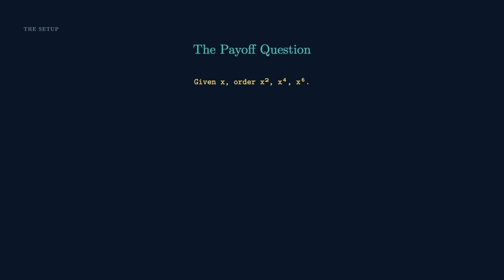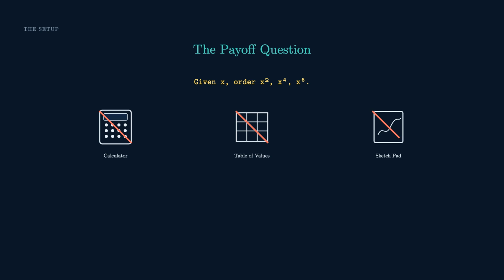Given some x, put x squared, x to the fourth and x to the sixth in order. No calculator. No table of values. No sketch. You don't need any of it, because one question settles the whole thing: which side of plus or minus 1 is x on? That's it. Let's answer it twice.